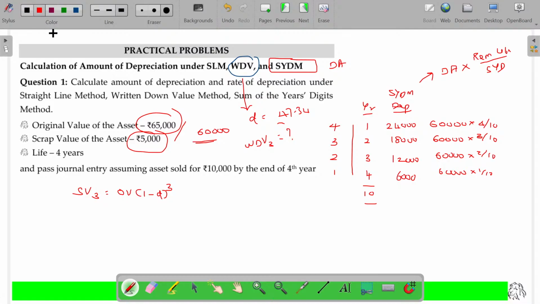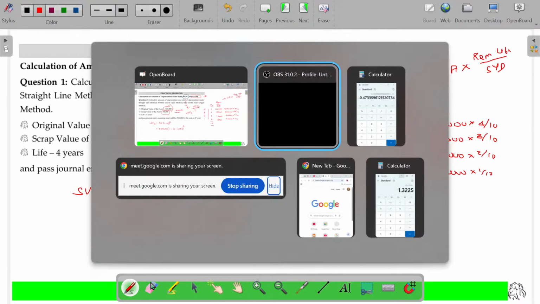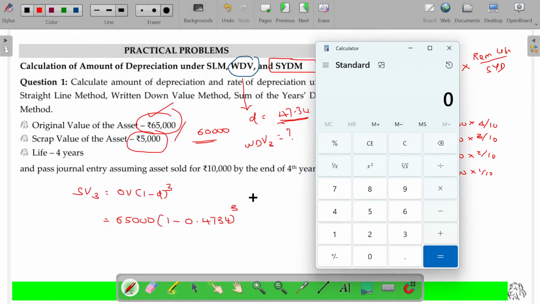Let's see. In this illustration, the original value being 65,000 into 1 minus D. D in this case being 47.34, otherwise in decimal 0.4734, to the power 3. Now you can use the non-scientific calculator to arrive at this. 1 minus 0.4734. You got this value. For power 3, just press into equal, it will be power 2. Again press equal, this is power 3. You can try it yourself. Whatever value you have, pressing into equal gives the power 2. Again, just press equal, you'll get power 3 and so on. For 5 years, you have to press equal only, so you'll get the answer easily.